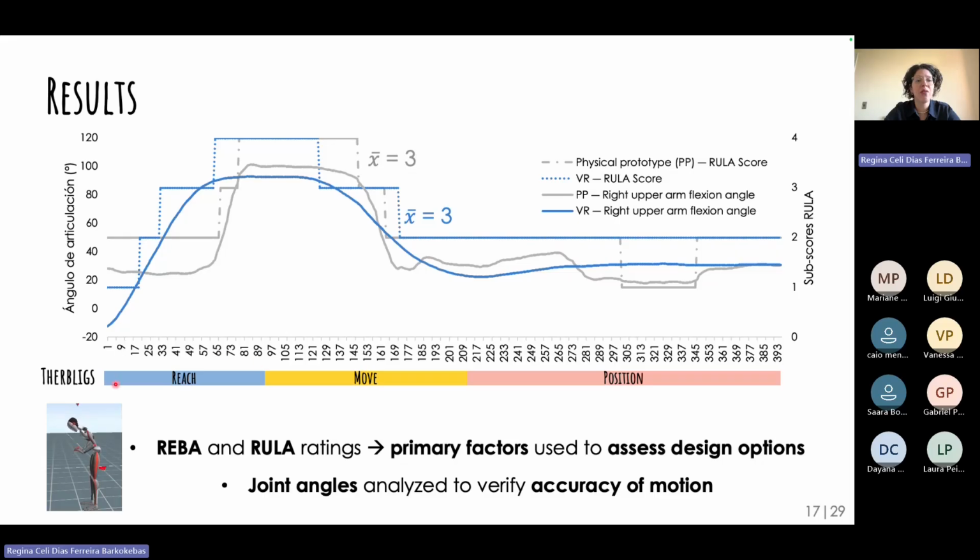And here we have the breakdown of reaching, moving. So basically here he's trying to get the tools, put them back to the workstation, and then positioning.